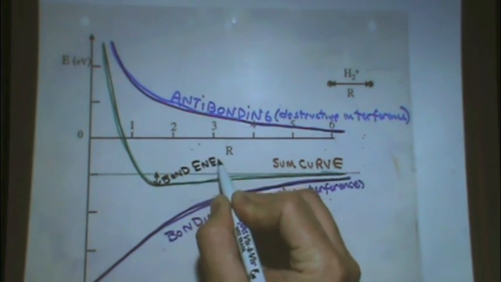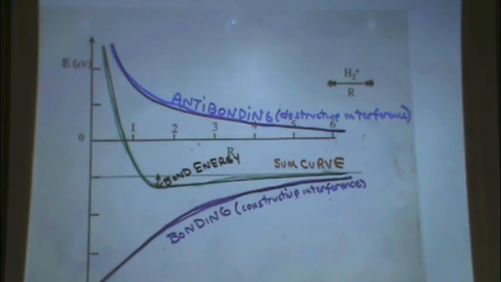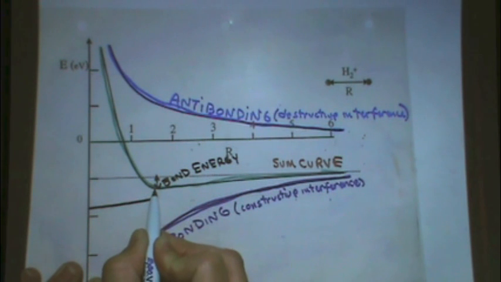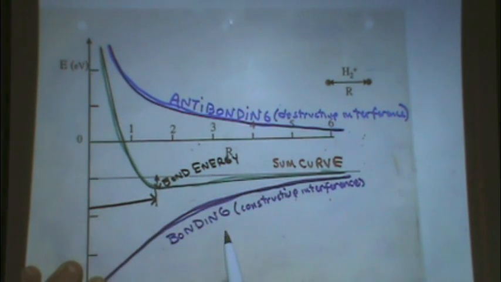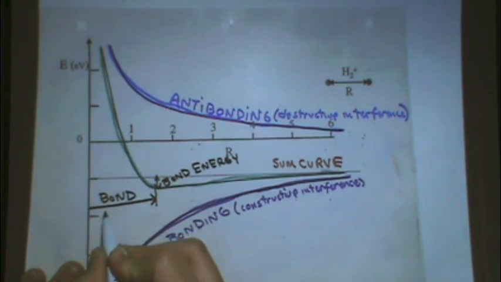So we can actually calculate the bond energy. It's just that little dip, or the depth of the well there. That's how we know what the bond energy is. And then this distance from here out to the well, again the lowest part on the y-axis, this is the bond length.